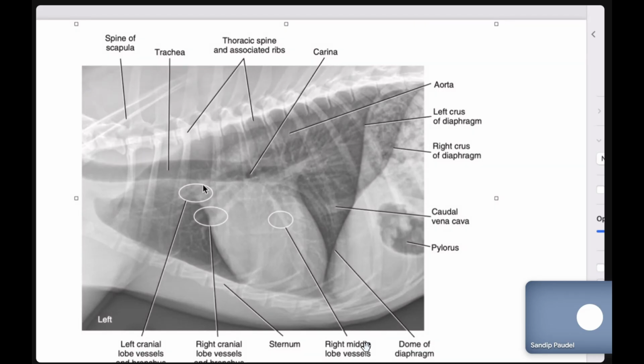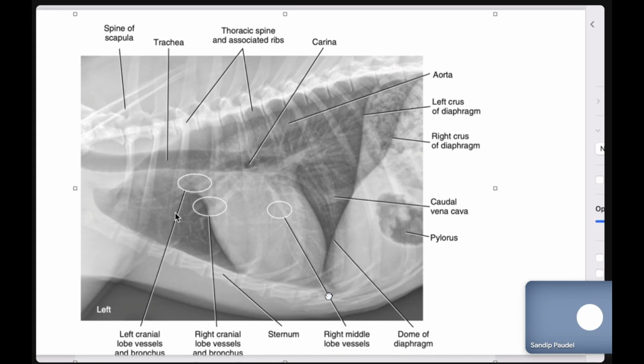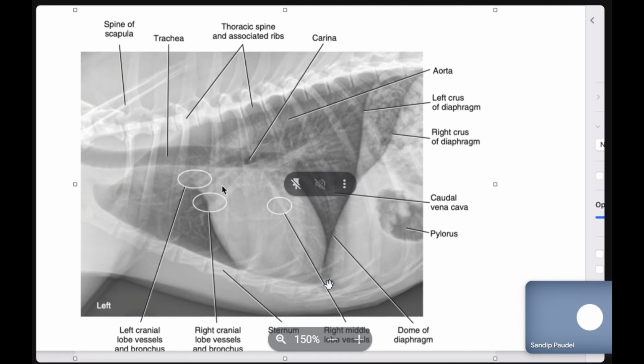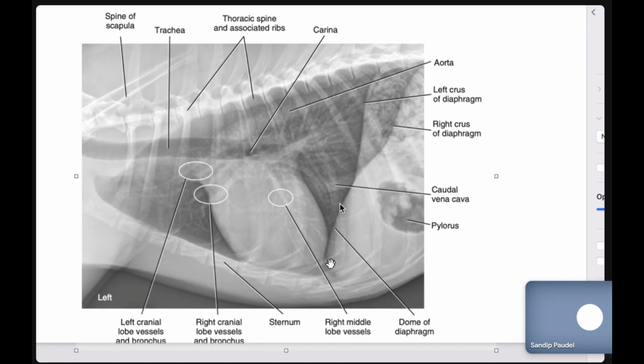Right here, this is also a vessel, okay, and right here, this is also a vessel. It is getting more branches as it goes towards the periphery of the lung tissue. So these are the vessels we really need to understand. If these vessels are clearly visible, then this is a normal vessel supply in the lungs.